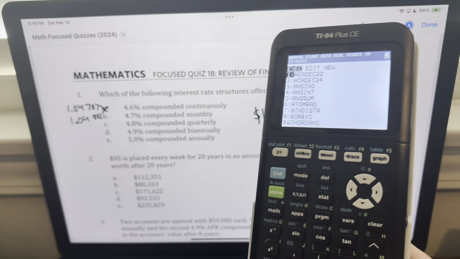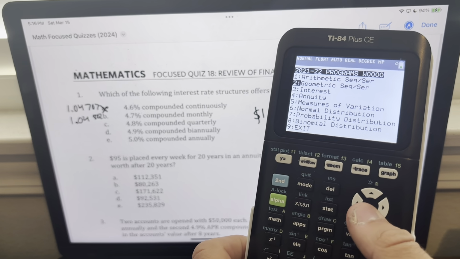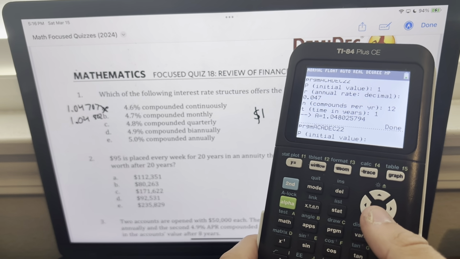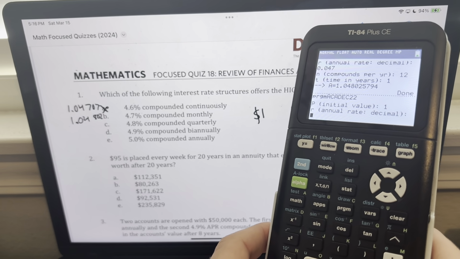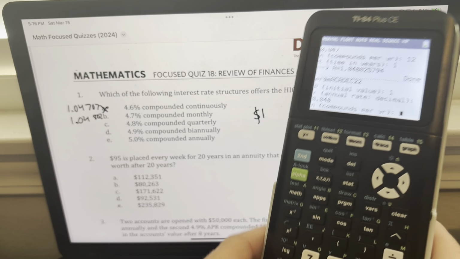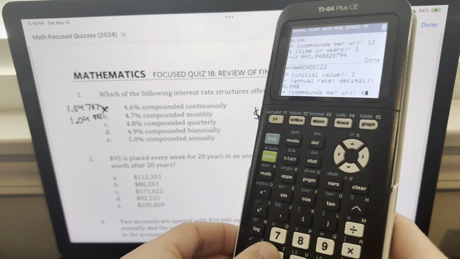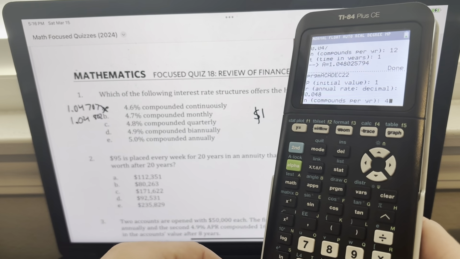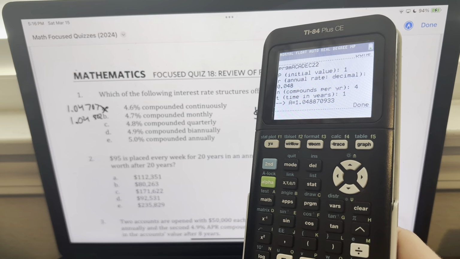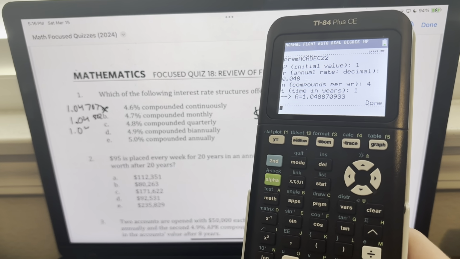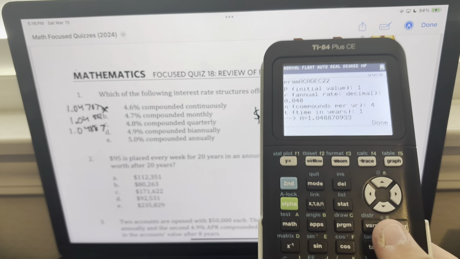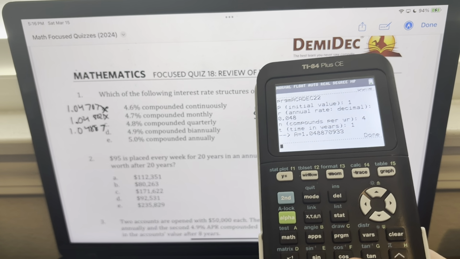Then we go to program, AcaDec 22, once again. This is really going to teach you how to do this program. Then we get to do, again, final value, P initial 1, annual rate 0.048, compounds per year. We are doing it this time quarterly, so that means there are 4 times per year, quarter, 4 parts, and then 1 year. We get 1.04887. So we can see that's higher, so that eliminates B.